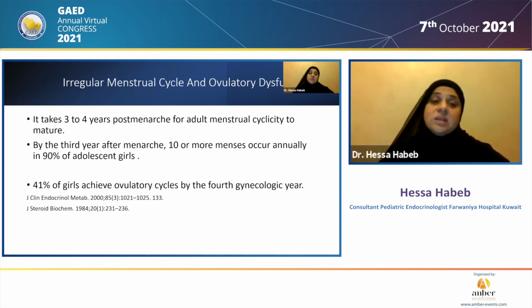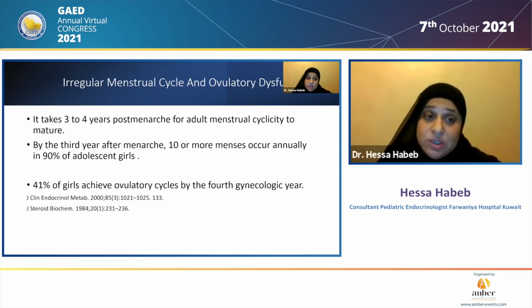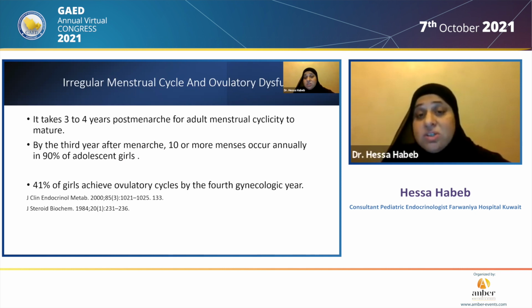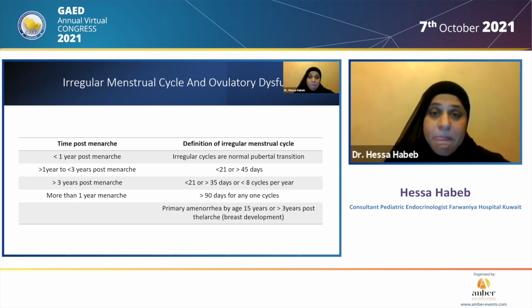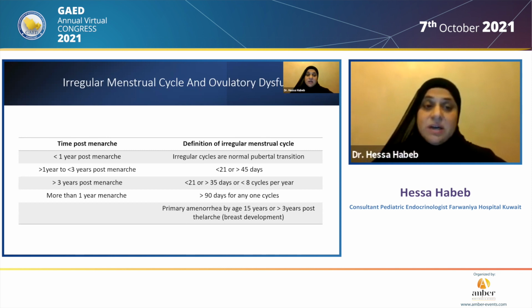We know that it takes 3 to 4 years post-menarche for adult menstrual cyclicity to mature. By the third year after menarche, 10 or more menses occur annually in 90% of adolescent girls. Around 41% of girls achieve ovulatory cycles by the 4th gynecological year. So menstrual irregularity is part of the physiological maturation of the girls as they go through puberty. The guidelines have clearly defined the irregular menstrual cycles in relation to the post-menarche timing.